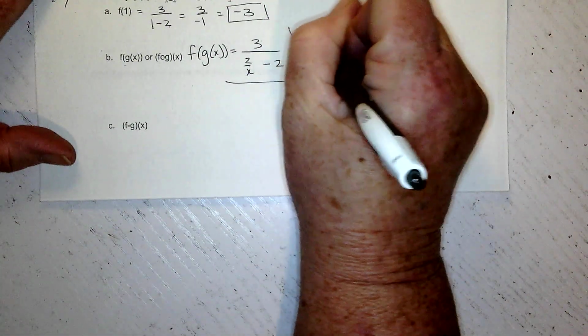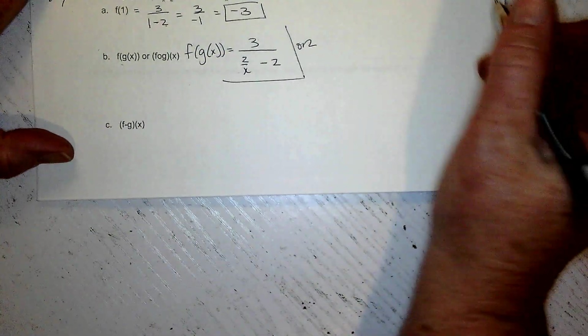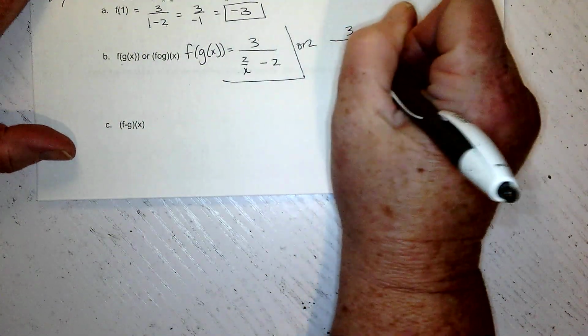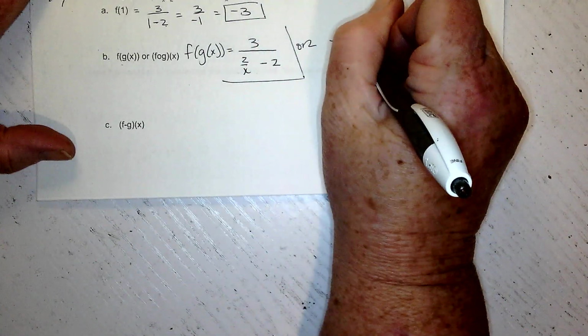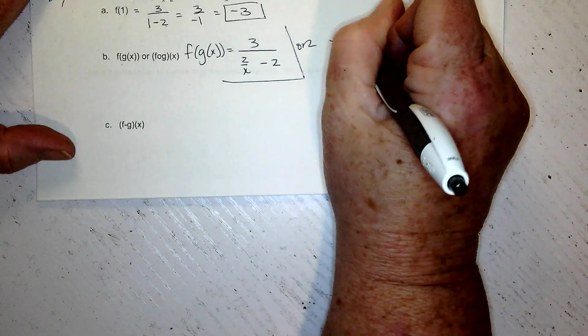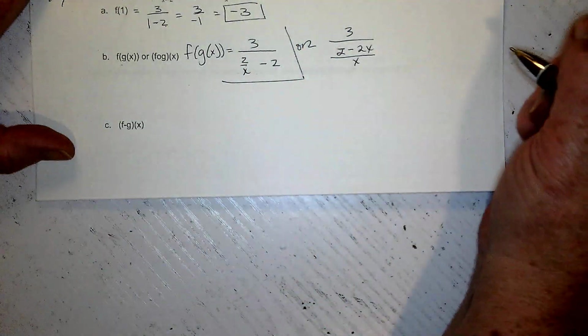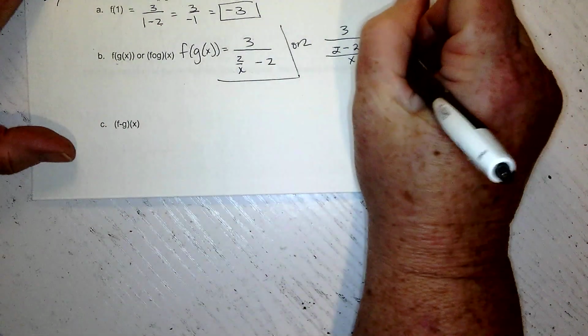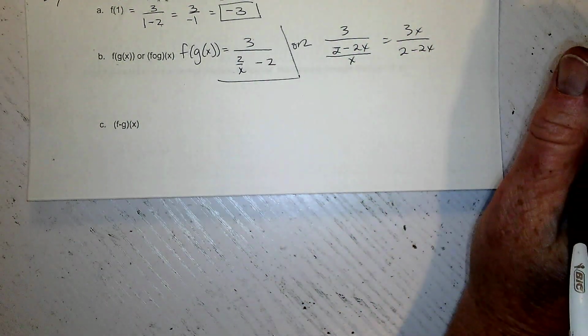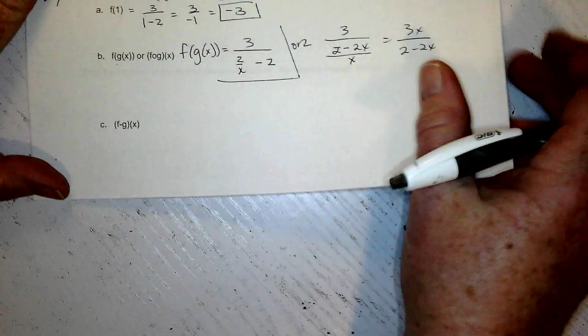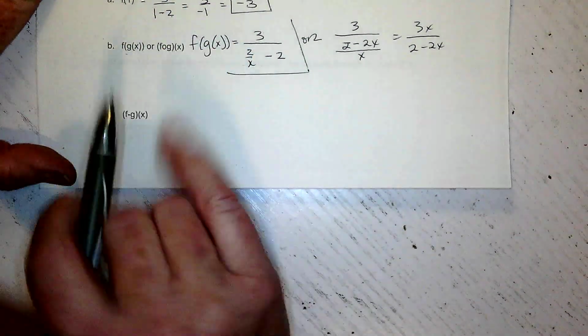You could go, okay, we want to find the common denominator in the bottom. So that's 3 over, that would be 2 minus 2x, all of that over x. And then if you flipped it, would be 3x over 2 minus 2x. So those are your options of what you can do. I would just leave it like this and be done.